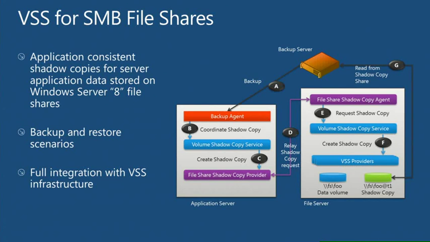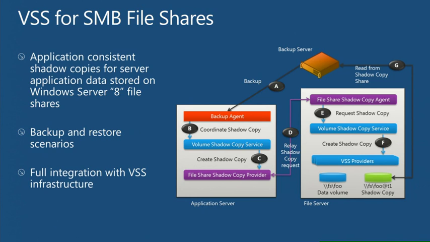VSS for SMB file share. So the idea here is very simple. Today, when you're doing backups, we use some infrastructure called VSS, Volume Shadow Copy Services. The way that VSS works is there is an ecosystem by which, when you're trying to do a backup of a specific workload, we talk to the application, we talk to the storage subsystem, we talk to the backup application, and we coordinate a process by which we can take a backup that is consistent, right?